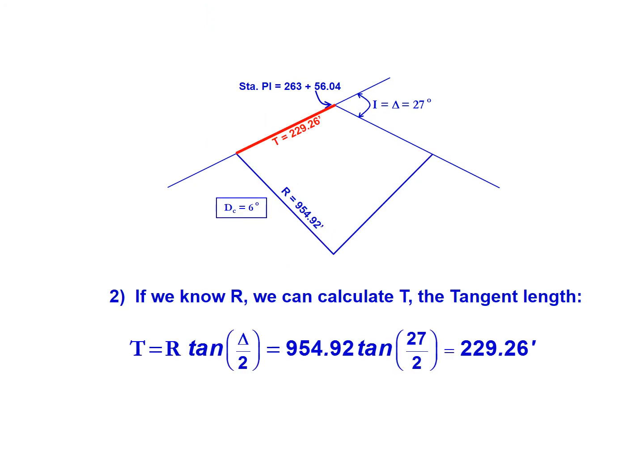If we know the radius, we can calculate the tangent length, T, where the tangent length T equals the radius times the tangent of delta divided by 2. So 954.92 multiplied by the tangent of 27 divided by 2 gives us a tangent length of 229.26 feet.